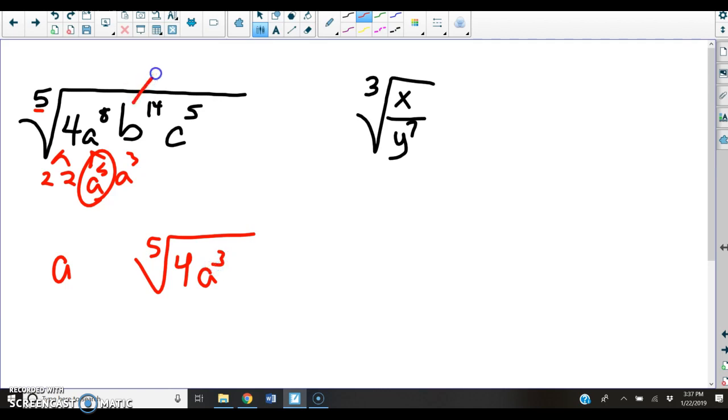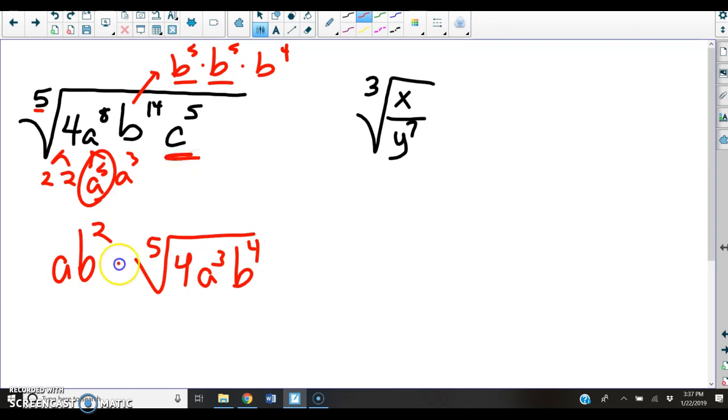Okay, b to the 14th, I'm going to go up this way. That's b to the 5th times b to the 5th times b to the 4th. So this is b times b, but there's b to the 4th left over. And the 5th root of c to the 5th is just going to be c.